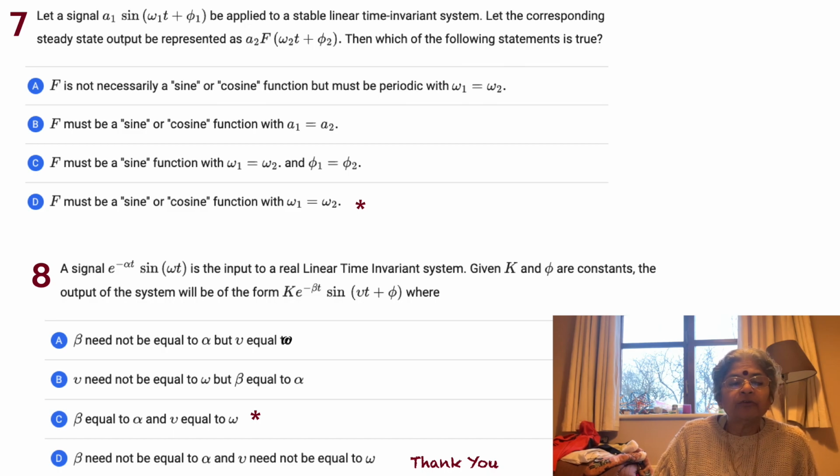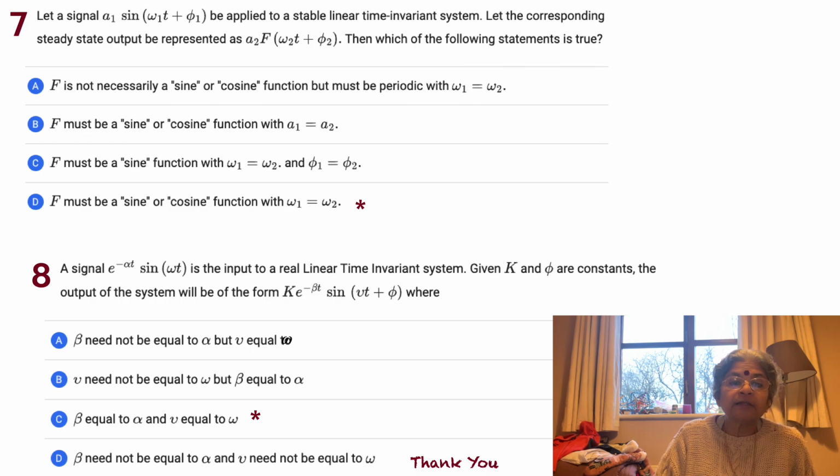So the amplitude is now A2. That may change. F is definitely a sinusoid. It may be a sine function or a cosine function, F(omega 2 t plus phi 2). So omega 2 has to be equal to omega 1, because it's a linear time invariant system. A linear system never will change the frequency. Phi 2 might be different from phi 1. Then which of the following statements is true?